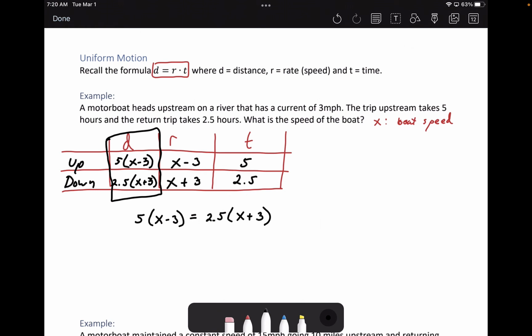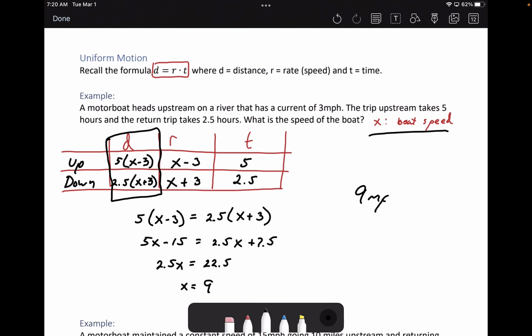Now we need to solve. 5x minus 15 is equal to 2.5x plus 7.5. Subtract 2.5x on both sides. Add 15 to both sides. Divide by 2.5, 9. So that means x, the boat speed, is 9 miles per hour.